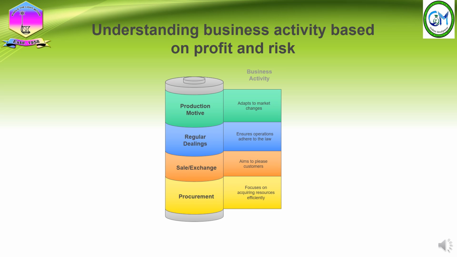So you can go with this, understanding the business activity based upon the profit and the risk. The production motto is to adapt to the market changes. Regular dealings ensure the operations adhere to the law. Procurement means focusing on acquiring resources efficiently.